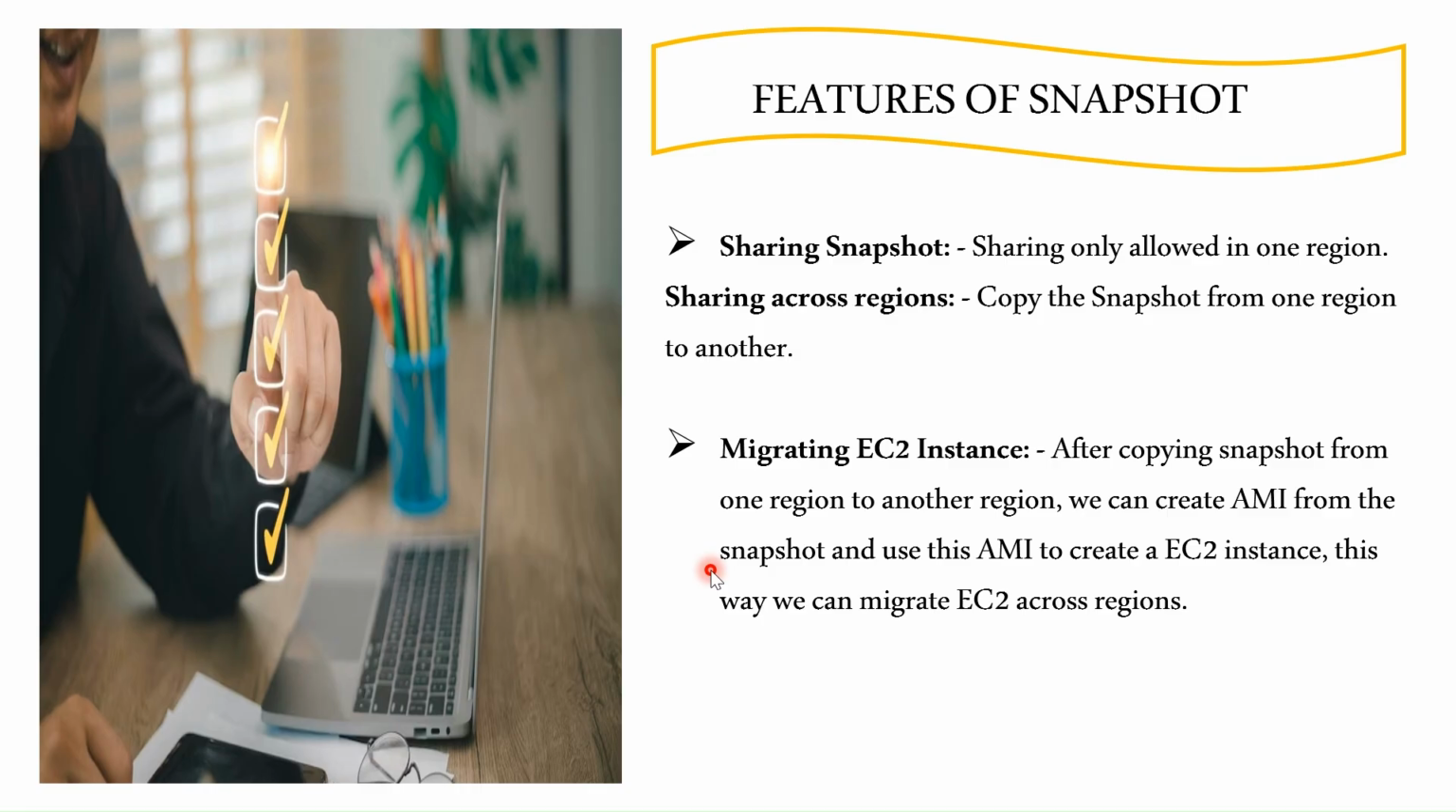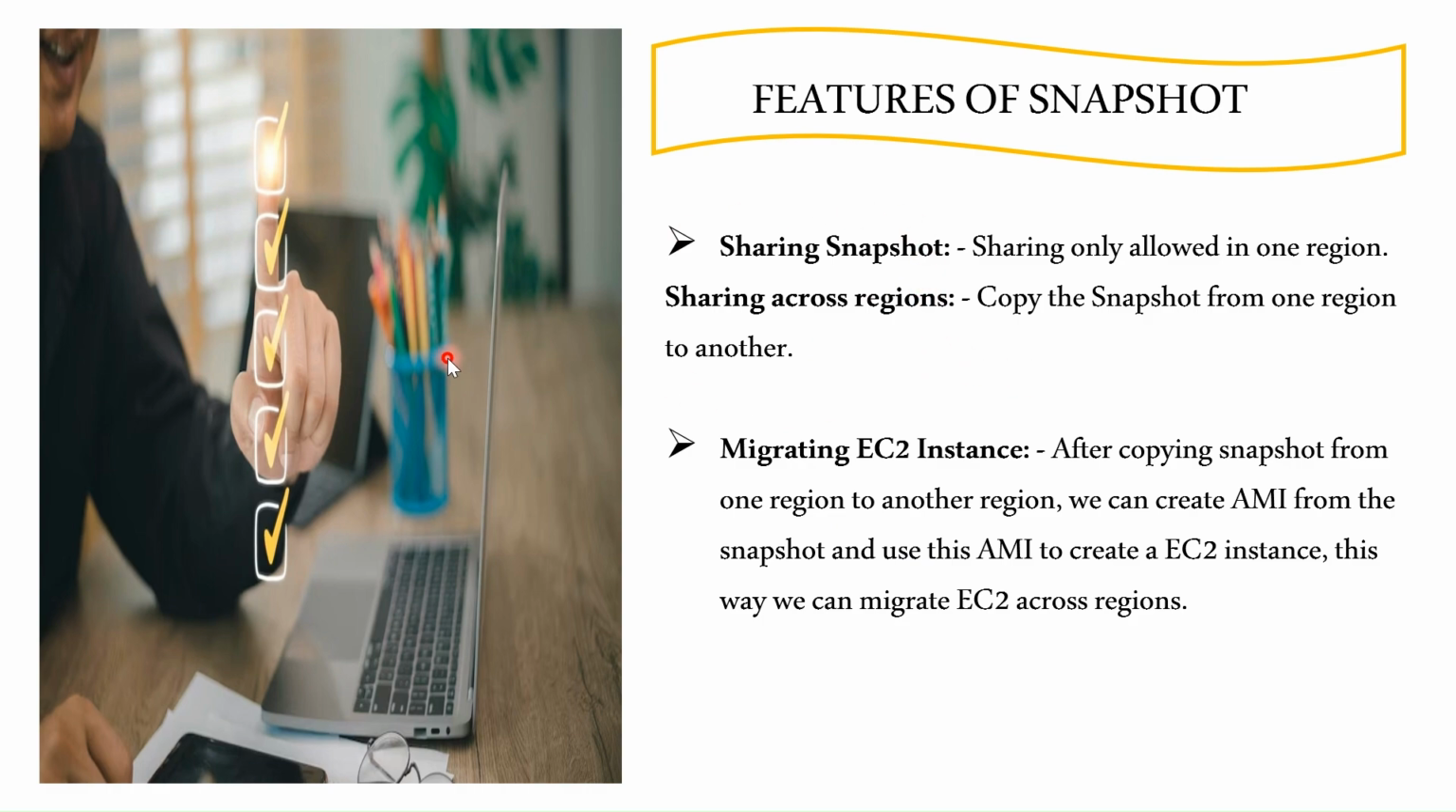So what are the features of snapshot? The first thing is sharing snapshots. Whatever snapshot we take, we usually take in the same region where we have the EC2. If I want to use this snapshot in any other region, I cannot share it. I have to use the copy option. You have to copy the snapshot from one region to another region, and this copying will help us to migrate the EC2 instance. How? Snapshot will capture the details of the EC2 instance.